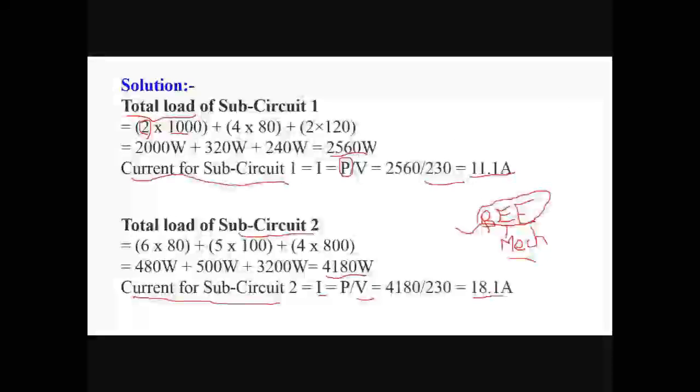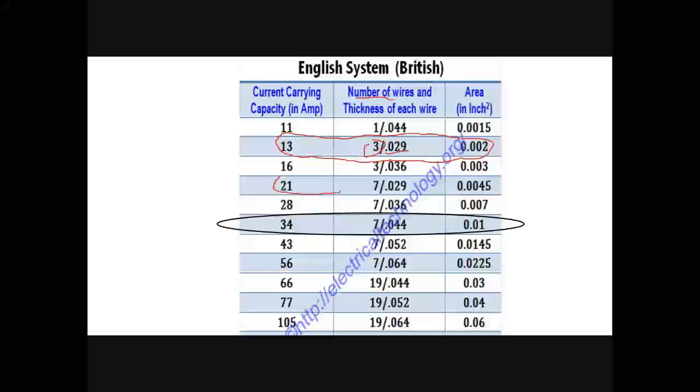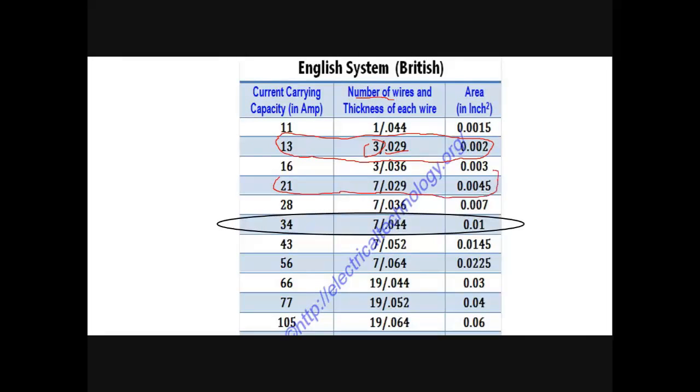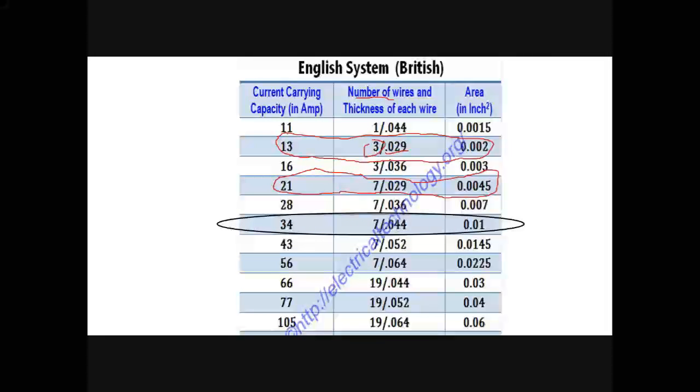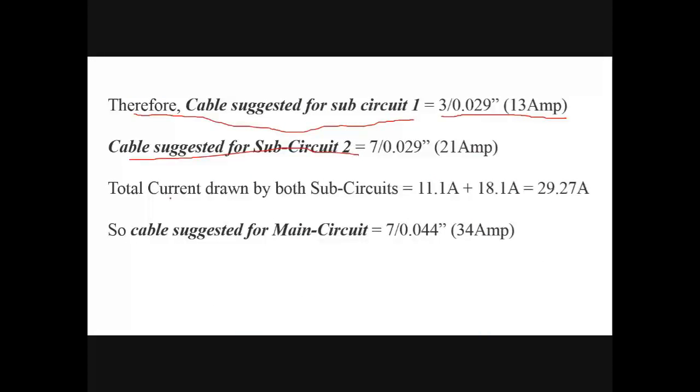Now the cable suggested for subcircuit 2. What is the current? 18.1. We look at the table, 18.1 is not available, hence we use the upper limit. So it is 7 by 0.029, and the area must be 0.0045. Here you can see that as the current increases, the area also increases. So there is a direct relation between the current and the area of cross section.